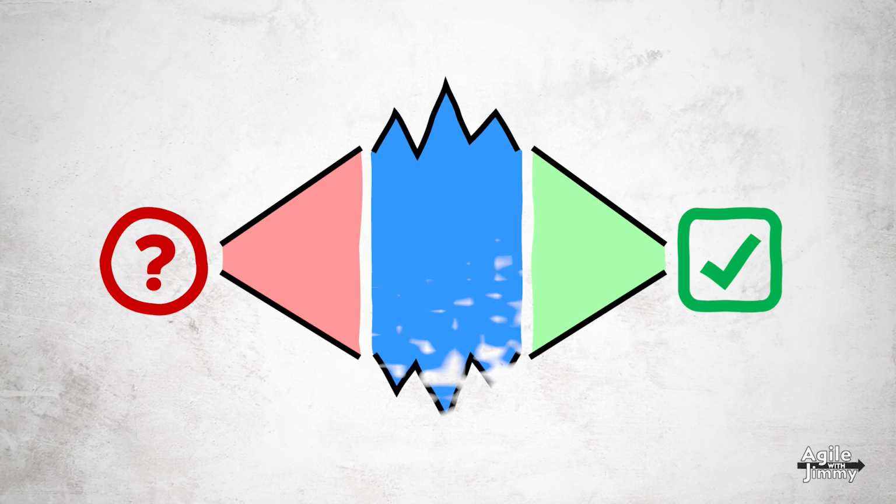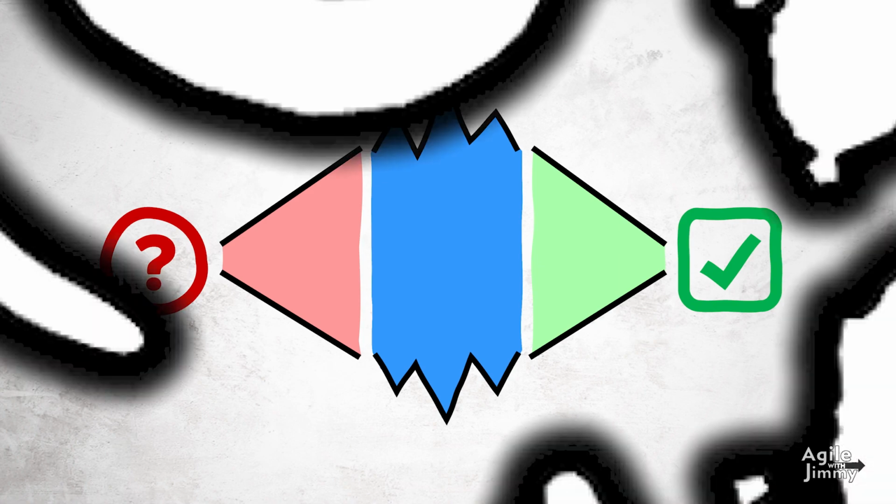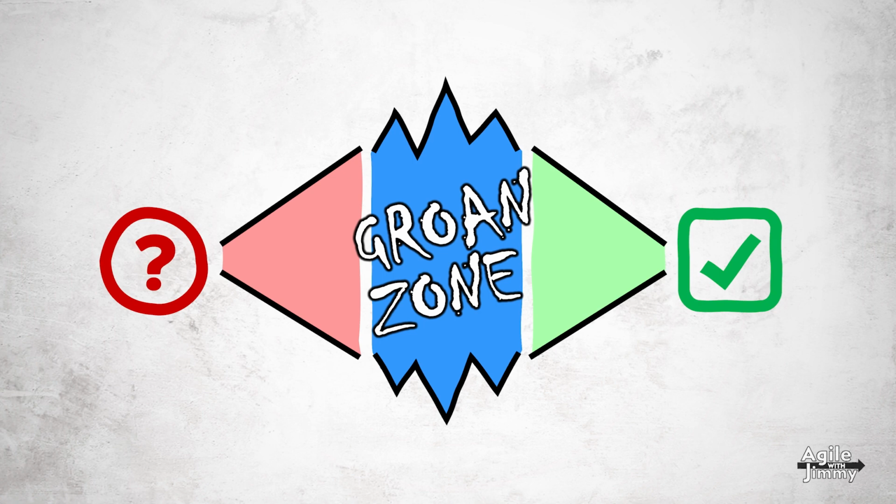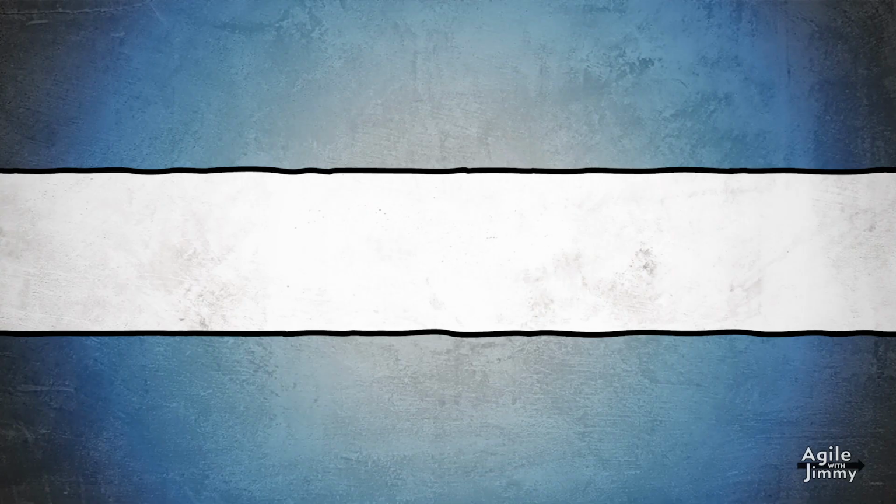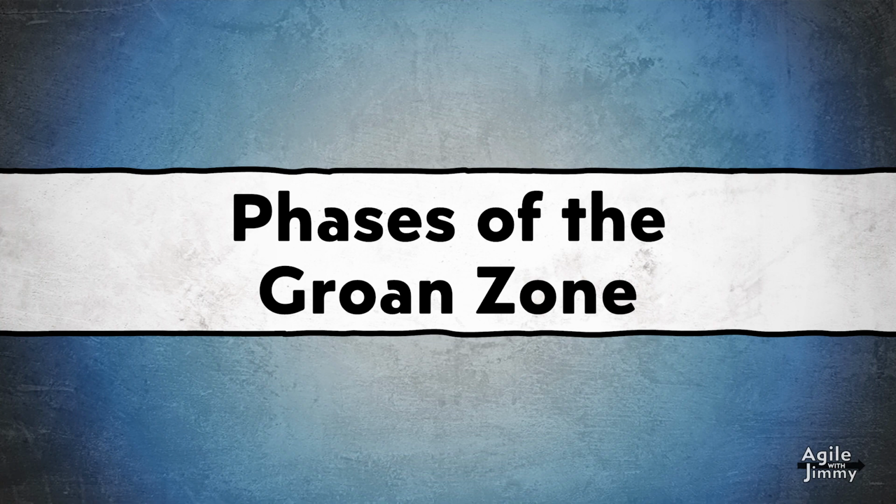The hard work to reach a shared understanding, and the shared understanding of the different needs and concerns in the group. This struggle is called the Groan Zone. Sometimes it's undramatic, and sometimes it will really test the perseverance in the group to the limit. Let's discuss the different phases of the Groan Zone. And I will do that from the perspective of a workshop facilitator.